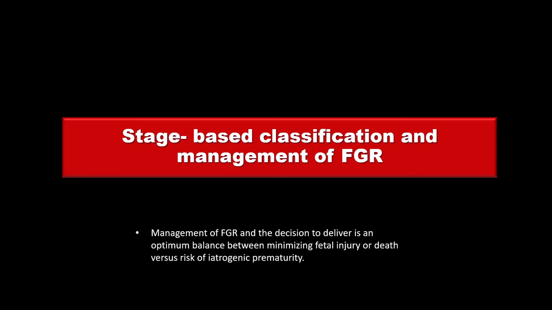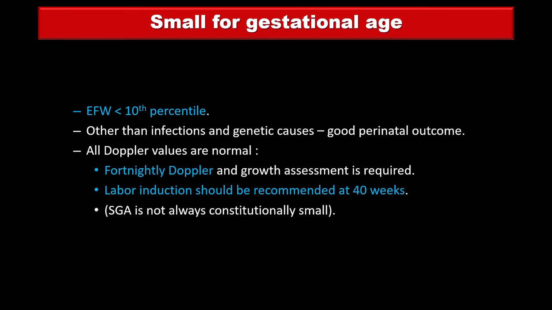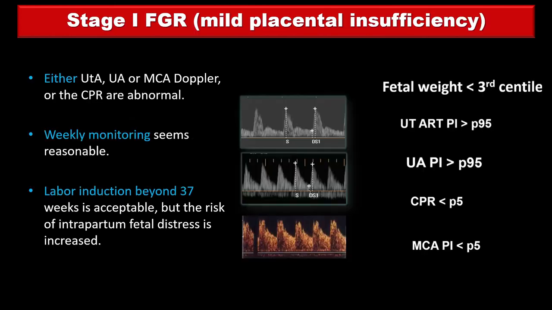So now we come to the stage-based classification and management of FGR. For small for gestational age fetuses, which are less than 10th centile, actually between 3rd and 10th centile, fortnightly Doppler is good enough, and we can take these pregnancies to 40 weeks because they have good perinatal outcome. Stage 1 FGR, which is early onset, early hypoxia or mild placental insufficiency. And these are the fetuses with weight less than 3rd centile, or uterine artery more than 95th centile, umbilical artery more than 95th centile, CPR less than 5th centile, and MCA less than 5th centile.